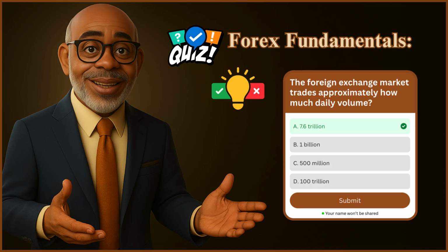The correct answer is A, about $7.6 trillion. That's what makes Forex the largest and most liquid market in the world, dwarfing stocks and futures combined.